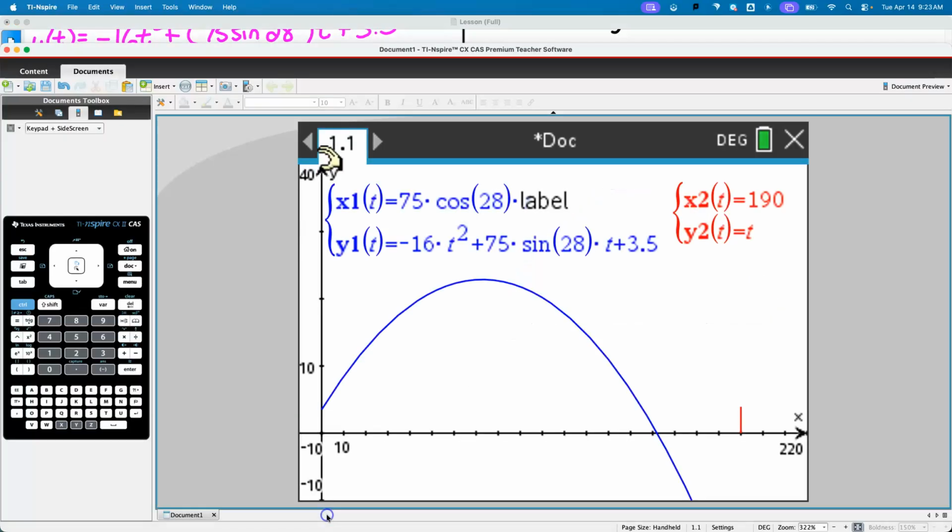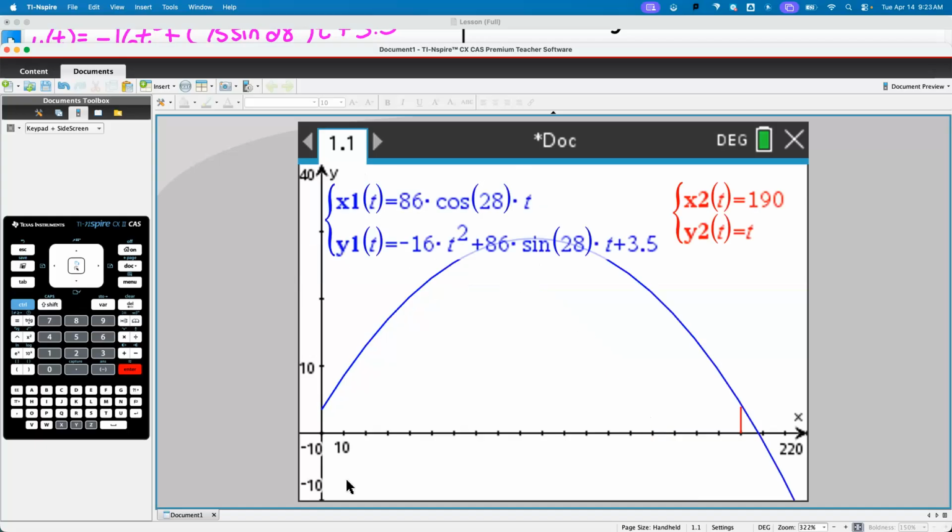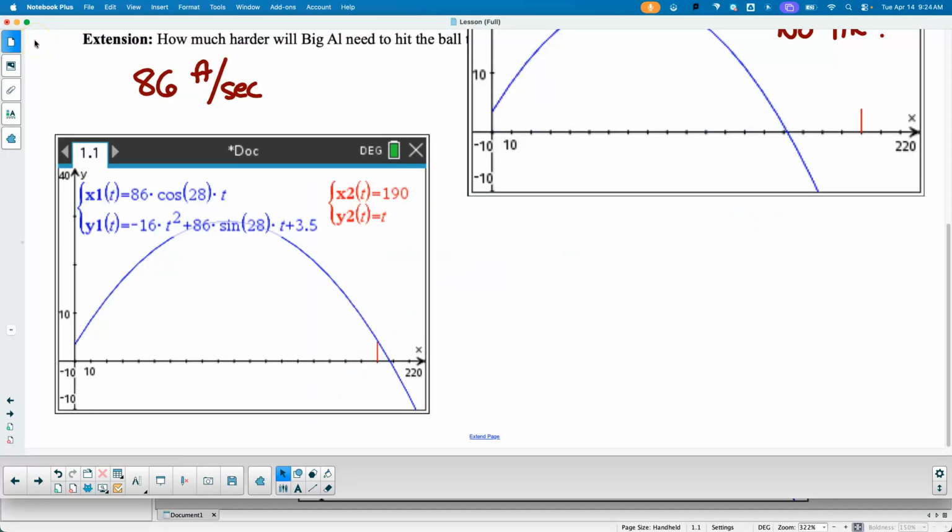Showing you, so you go here, and then tab, and go up here to 86, and there it clears the fence. Okay. Last class they traced it, and it went over. It went over by half of a foot. Okay. All right. Good job.